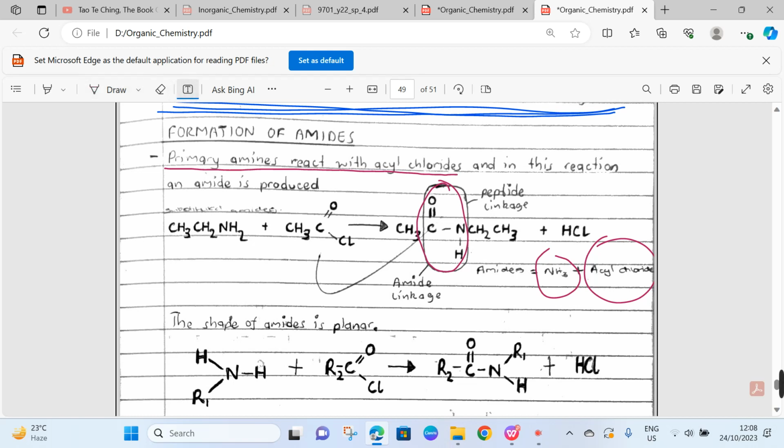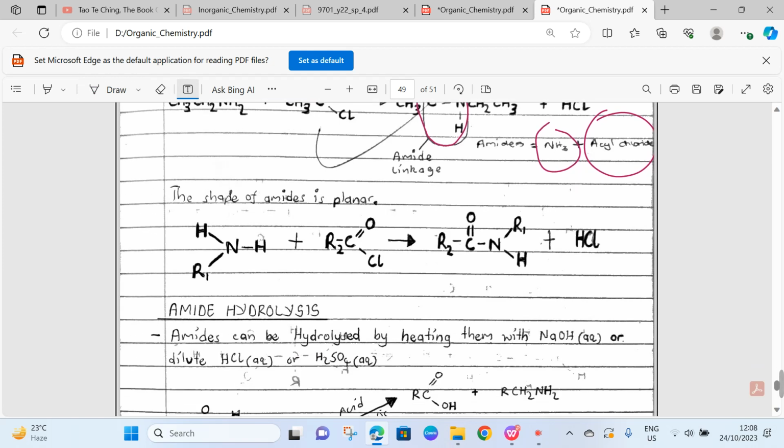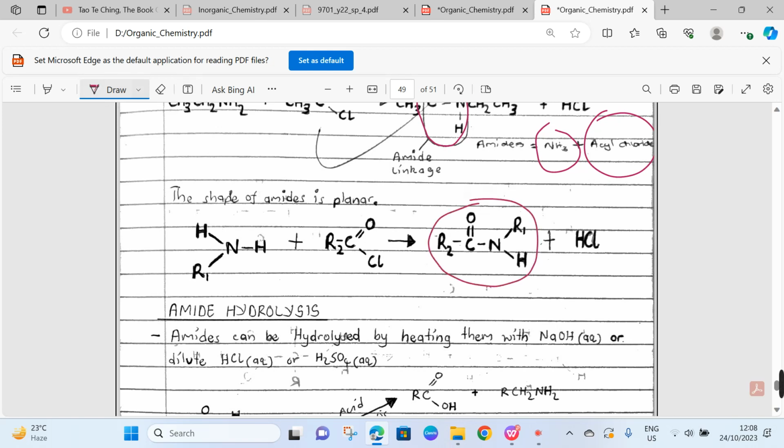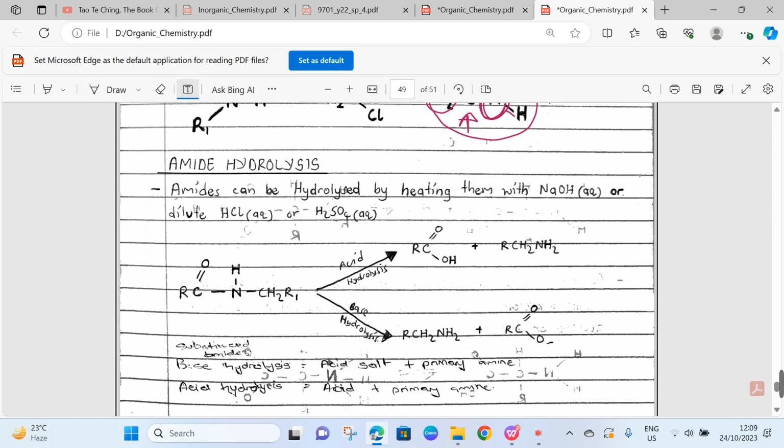Another point that you were supposed to know is the shape of your amides. Amides are planar in shape. Look at this nitrogen atom. It is surrounded by 3 regions of negative charge in a planar shape. Look at this carbon atom that we have here. It is surrounded by 3 regions of negative charge, in a planar-like shape. So the shape of this amide bond is planar. It's just general knowledge, you just know that.